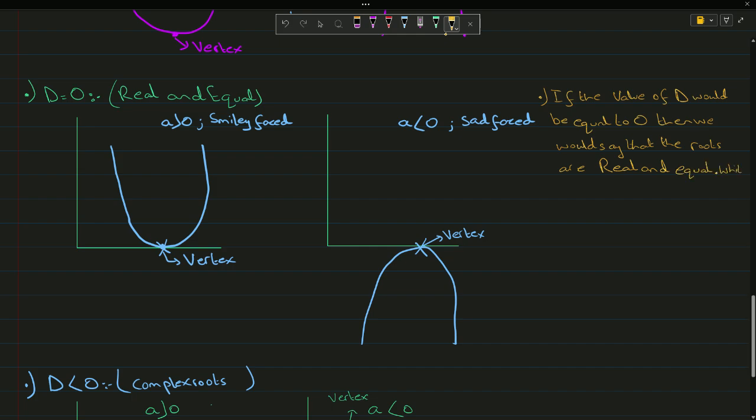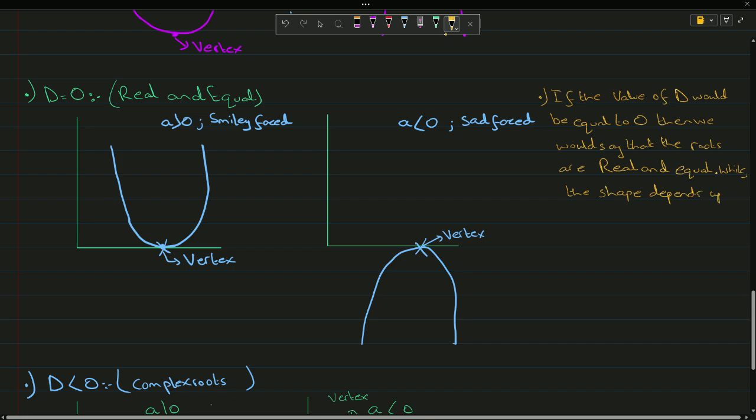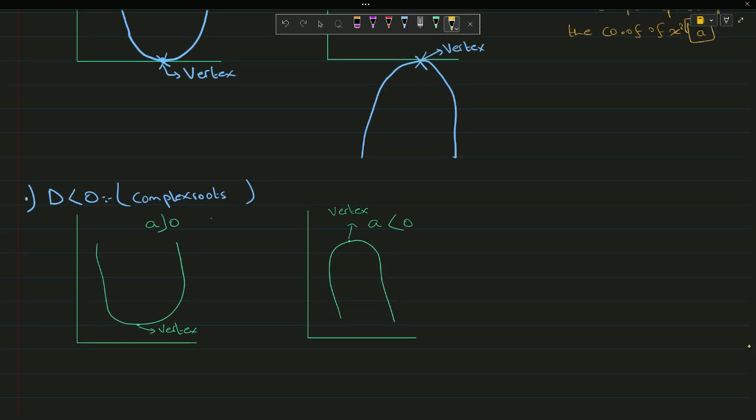while the shape depends upon the coefficient of x square, which is a. Please write it, the things I write in golden and red, please write this, okay? It's very important.